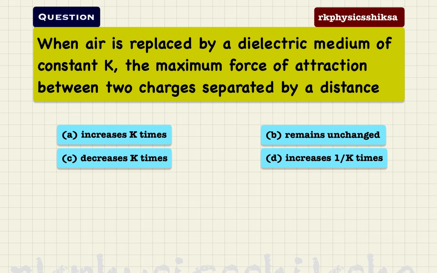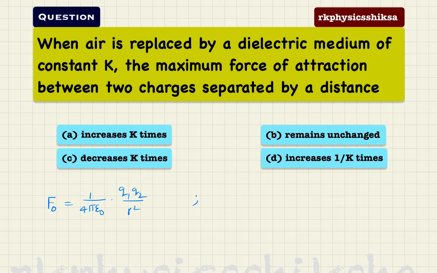So here we clearly know the force between the two charges. I am assuming the two charges as Q1 and Q2, and the force between the two charges in air, I take it as F naught, is equal to 1 by 4 pi epsilon naught into Q1 Q2 by R square. So epsilon naught is the permittivity of free space, air or vacuum.